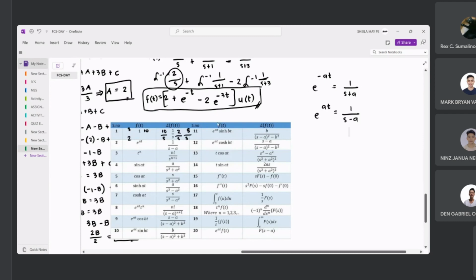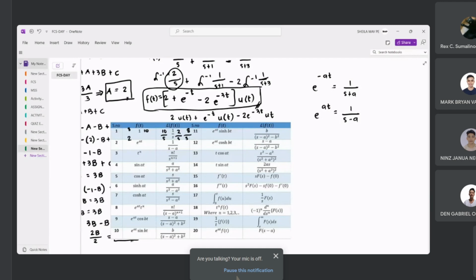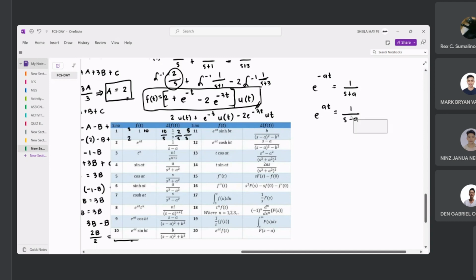And then the u of t. Ma'am, that's what we write after the transform? Yes. Okay, so supposed to be, class, it's 2 u of t plus e to the negative t u of t minus 2 e to the negative 3t u of t. What I did is factor out u of t so it's only written once. I put u of t outside and put the terms in brackets or parentheses, so we don't have to repeat u of t each time. Okay? Got it? Yes ma'am, thank you.